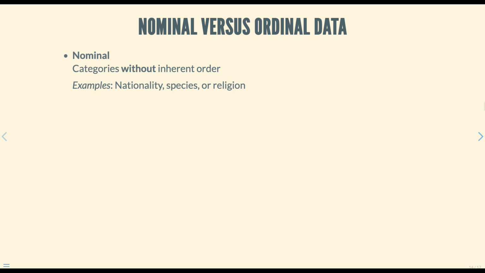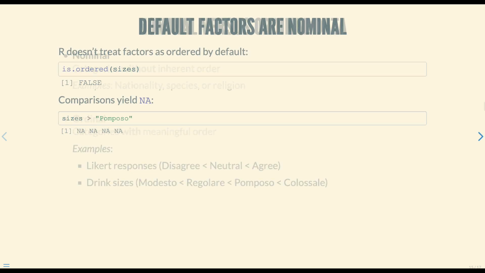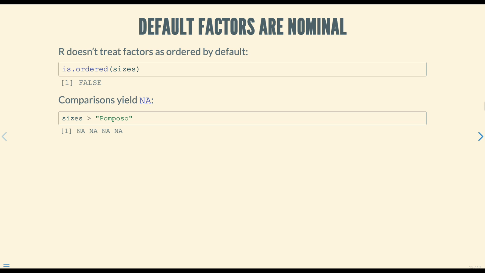Categorical data fall into two types. Nominal categories have no inherent order, such as nationality, species, or religion. Ordinal categories have a natural sequence, for example, Likert scale responses from disagree through agree, or drink sizes from Modesto up to Colossal. By default, R treats factors as nominal. Comparisons of factor values with less than or greater than return NA. For example, sizes greater than Pomposo yields NA because the factor has no built-in order.